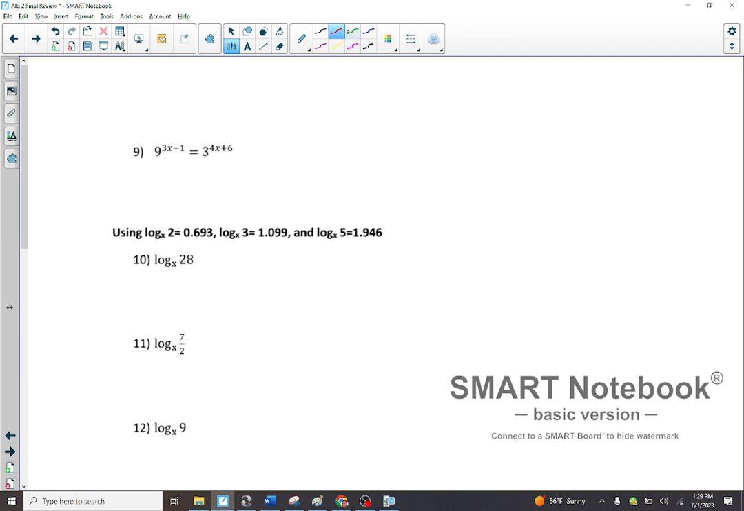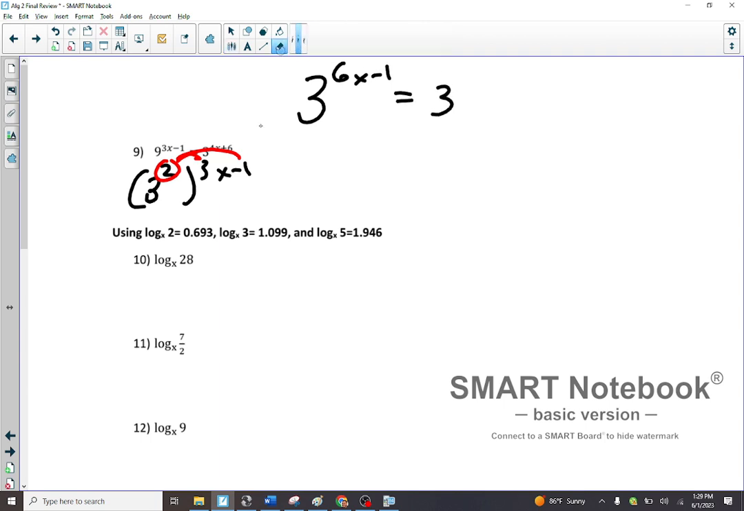So now this one, I got a lot to go over. This one is going to be 9^(3x-1) = 3^(4x+6). The problem is they don't match. I have to make a match. So I'm going to rewrite 9 as 3 squared, 3^(2(3x-1)). If I do that, now I could take this 2 and distribute it to my exponents. And it's going to become 3^(6x-1) equals 3 to the 4x plus 6.